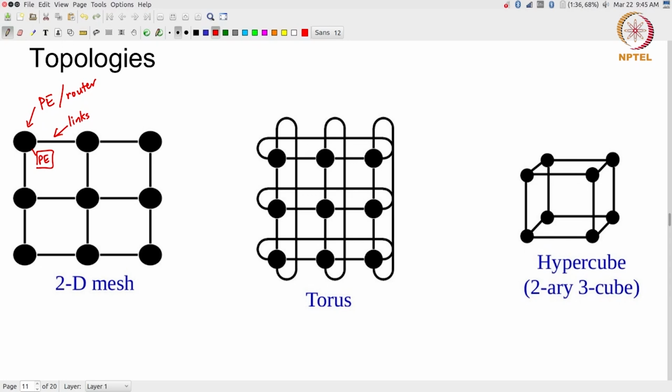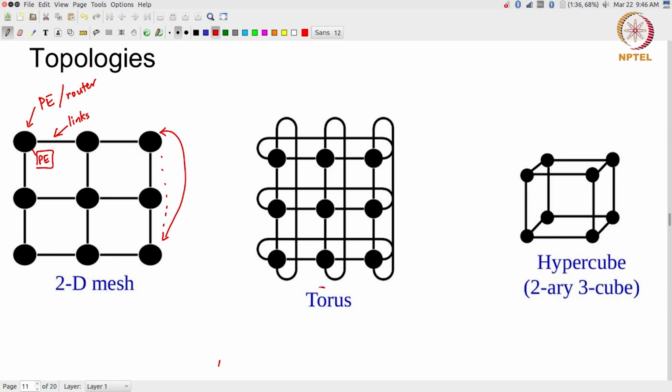Either I can think of those circles as the routers that are just moving the data around, with the processing elements sitting next to them, or I can say it's the processing element but it also has routing capabilities within it. So the mesh is very easy to understand. It's an obvious way of connecting things given that you have a planar structure. The problem with it obviously is, what happens if this one wants to communicate with this one? It has to jump through an intermediate stage.